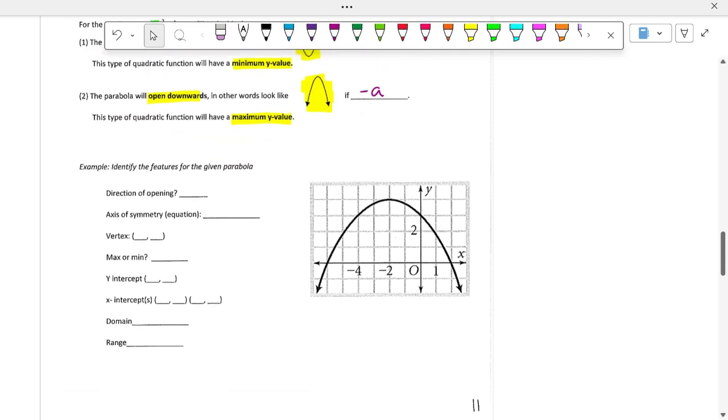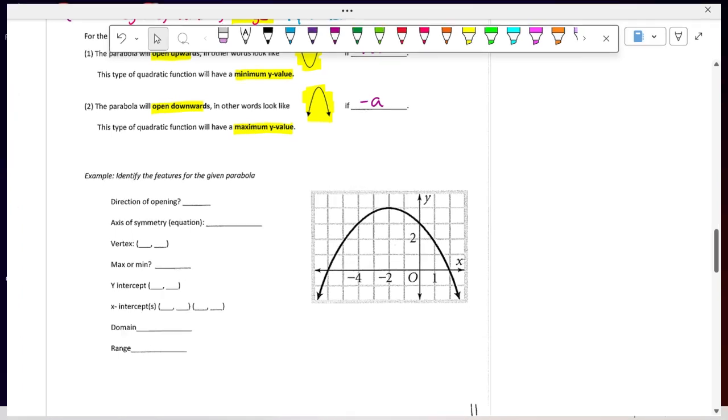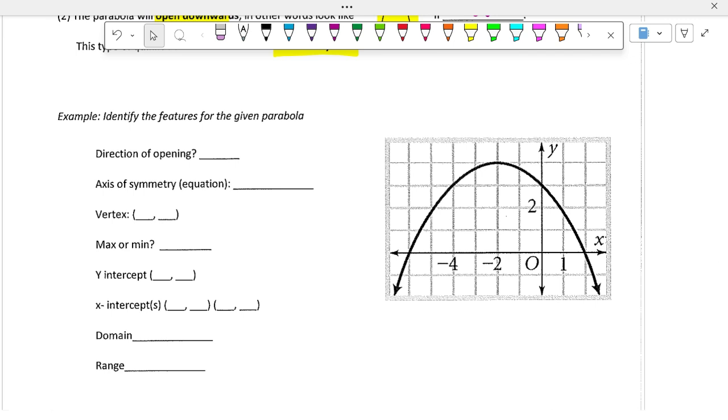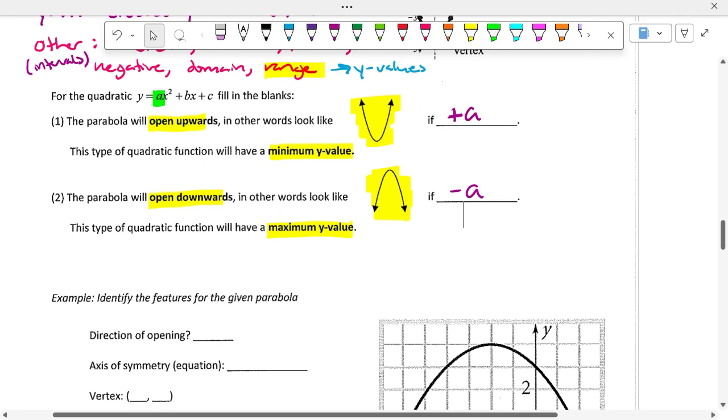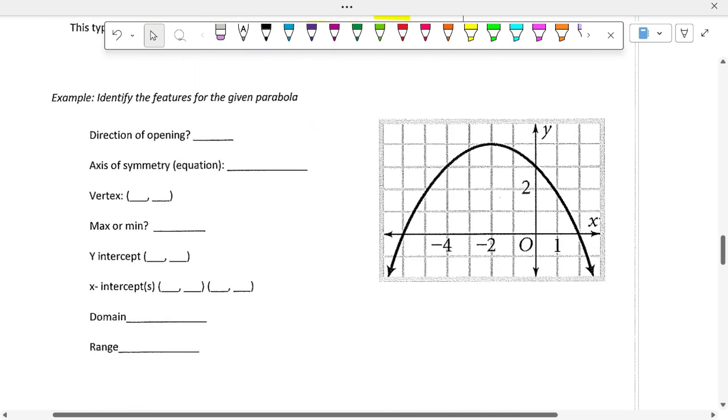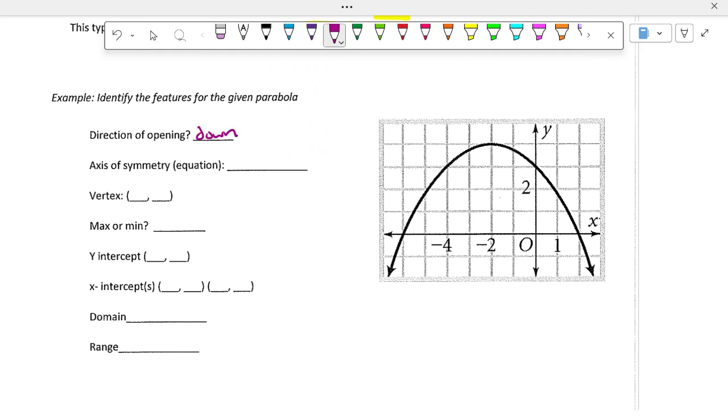All right, last thing, let's see if we can identify some features. So given this graph, look at it for a second. What is my direction of opening? Arielle, is it opening up or down? So look at the pictures. Which one does it look like? The one that's opening up or the one that's opening down? Down. So it's opening down.